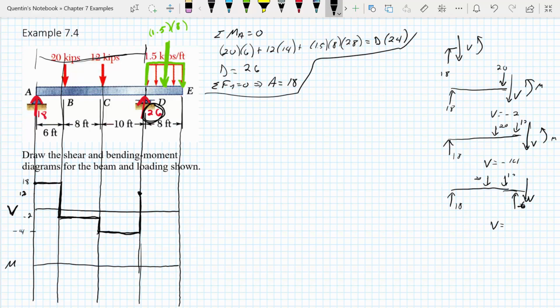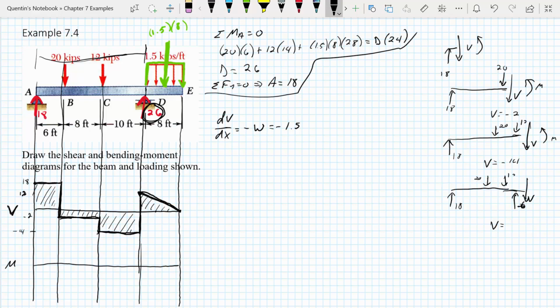But then we're going to say, hey, you know what? dV/dx equals minus w. And so we know that the slope of this is equal to minus 1.5. And so that then slopes down to there. And there you go. That is the shear diagram of this configuration.